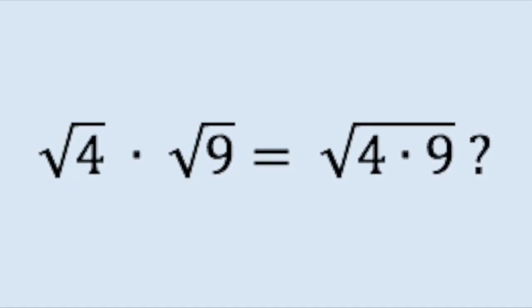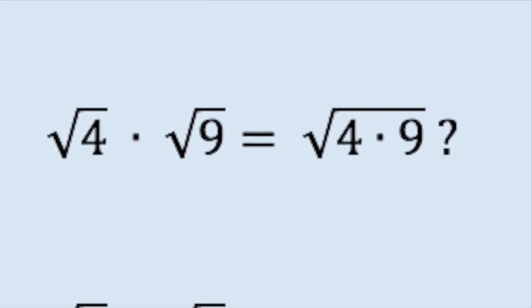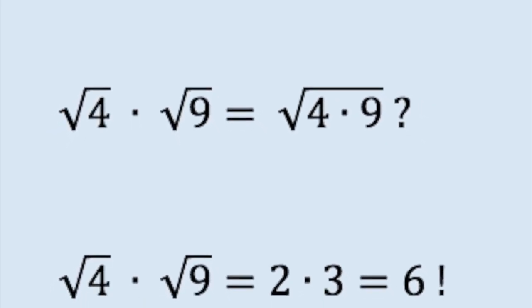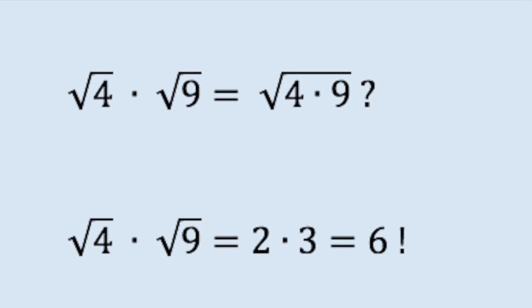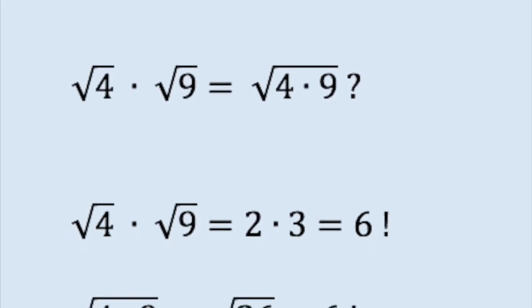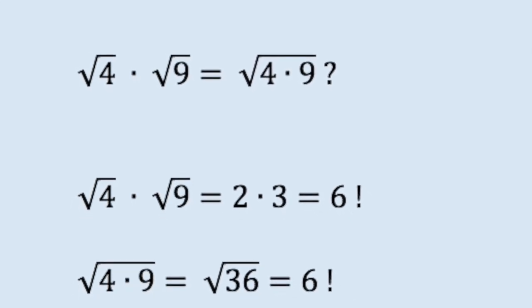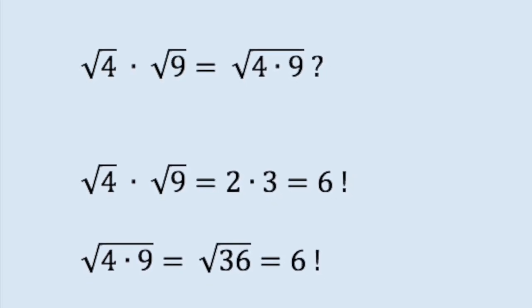Is the product of 2 roots equal to the root of the product of the numbers under the radical signs? So, is the square root of 4 times the square root of 9 the same as the square root of 4 times 9? We know that the square root of 4 times the square root of 9 is equal to 2 times 3 equals 6. And we know that the square root of 4 times 9 is equal to the square root of 36, and it's also equal to 6.